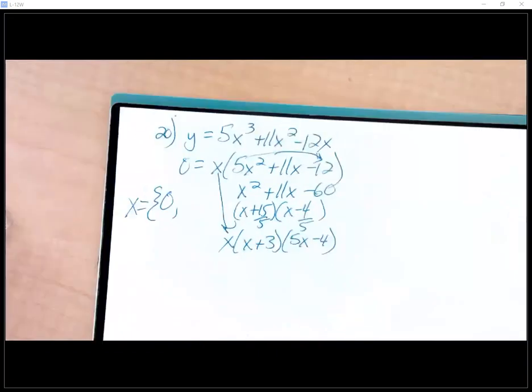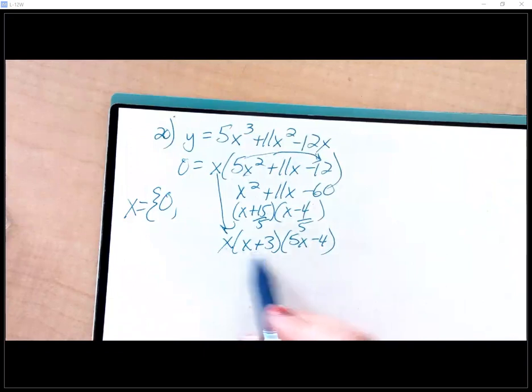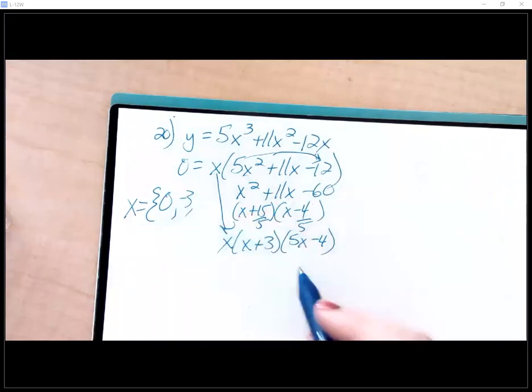There's my 3 answers. I get a 0 from that. What do I get from this one? -3. And then what am I going to get from this one? 4/5. Yes.